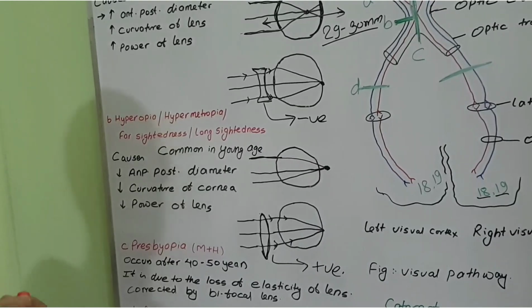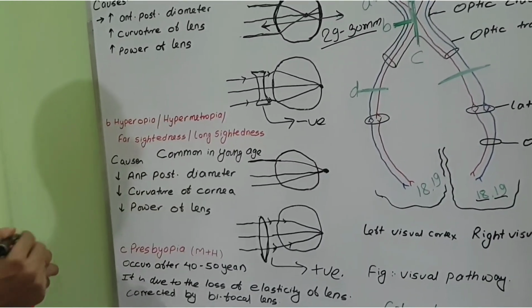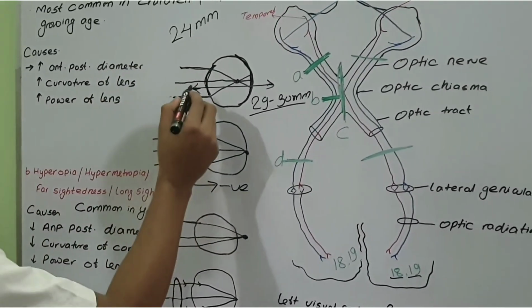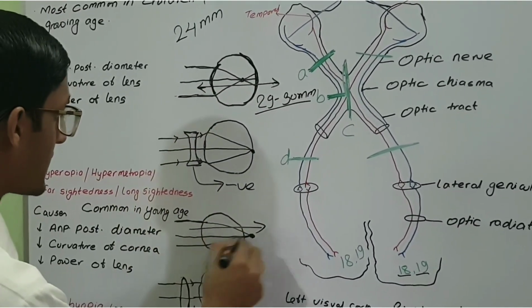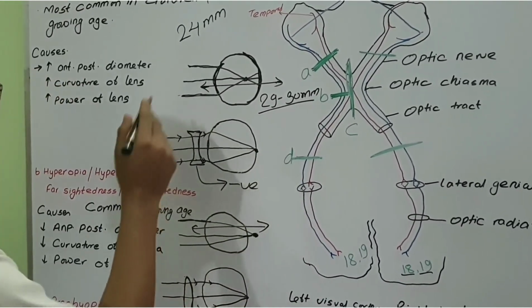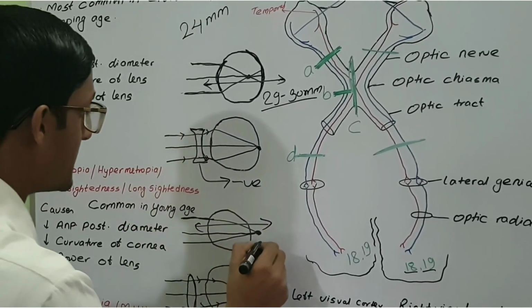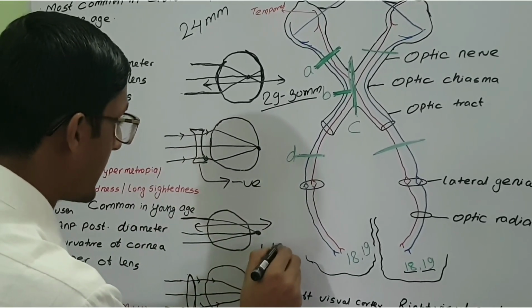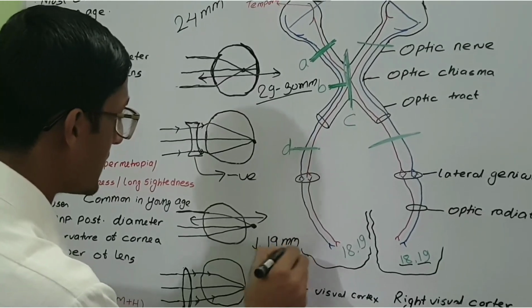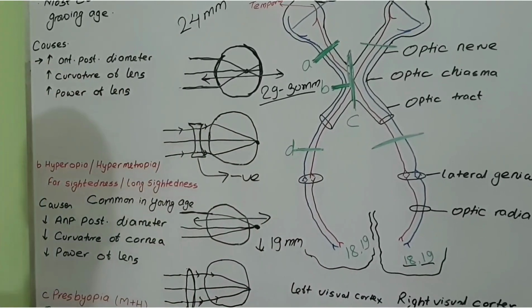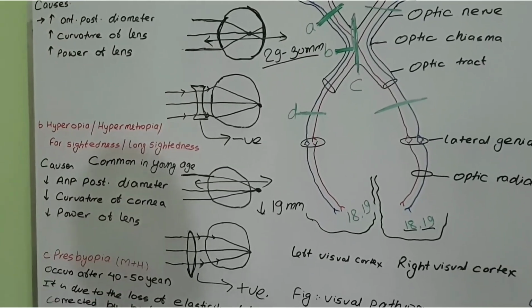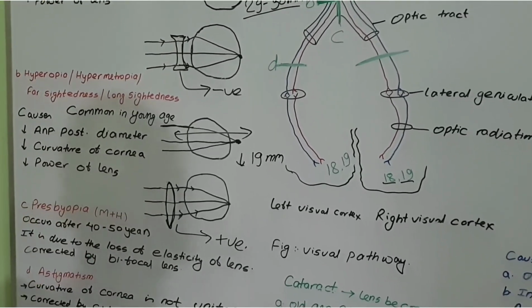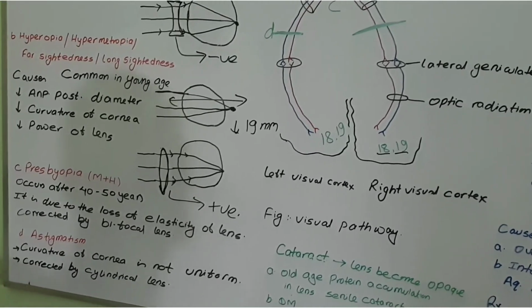In myopia, the anterior posterior diameter is increased, but in hypermetropia, it is just opposite of myopia. The anterior posterior diameter will decrease up to 19 millimeter. Same as that, the curvature of the lens will be decreased and the power of the lens will be decreased in hypermetropia.